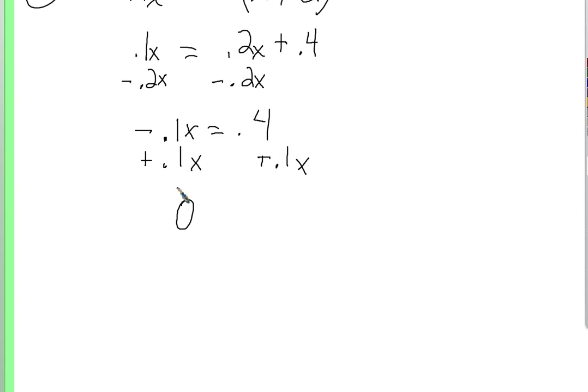So maybe we should try something else? It's not wrong, but it is a little bit longer than it needs to be. Grady? Divide by negative 0.1. Okay, so what's negative 0.1 divided by negative 0.1? We have 1x plus 0.4 divided by negative 0.1. Negative 4.